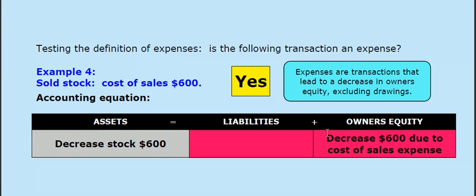Let's have a look at one other example, and this is the cost of sales itself. Let's assume we sold stock which cost $600. That is, the stock itself was originally purchased for $600. Let's examine the impact of this transaction on the accounting equation. Come back and see video 3.